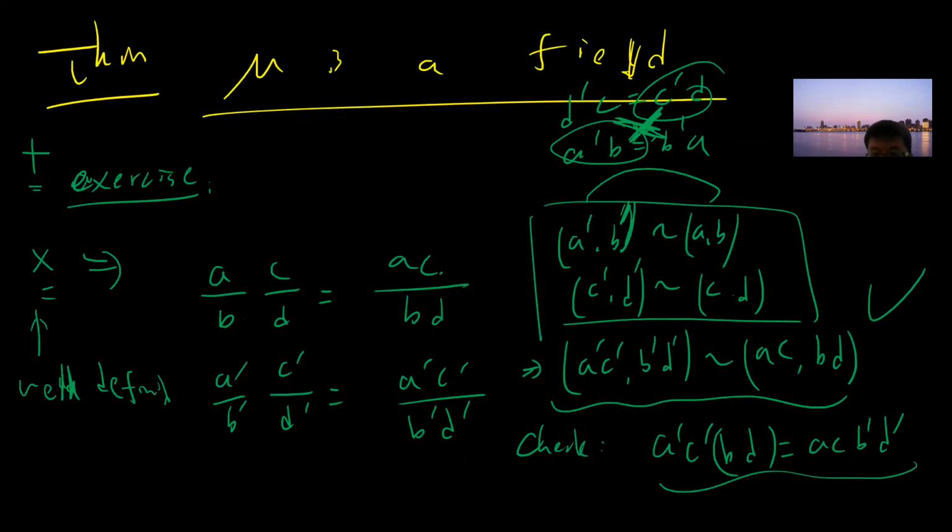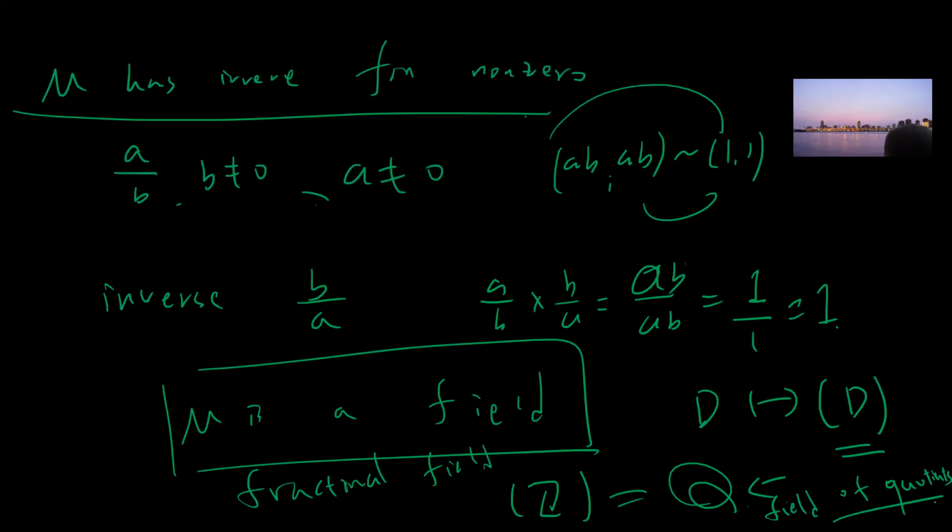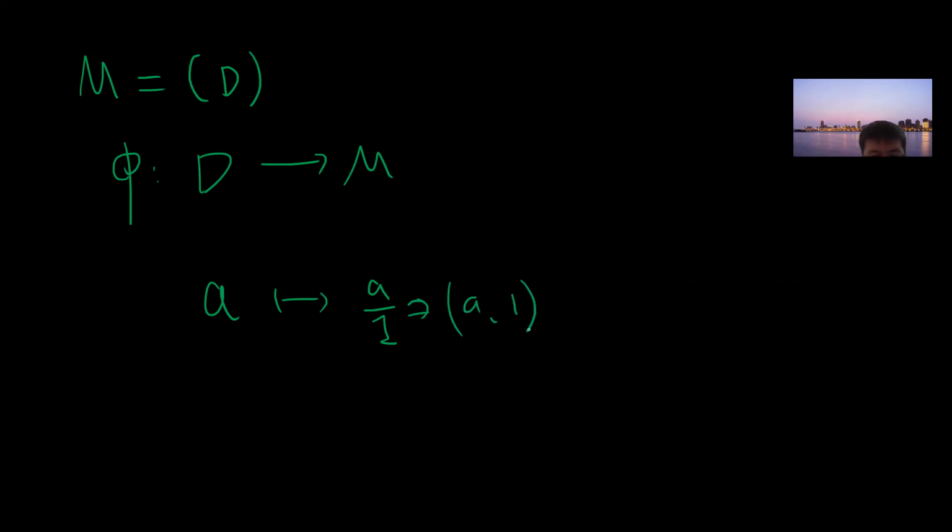Finally, this M is basically the fractional field of D. So obviously M is larger than D, and we can construct a map from D to M. This is very easy, just sending any element a into a divided by 1. This is the embedding, because each element of D corresponds to an element of M, and they are all different. So this is called an embedding.